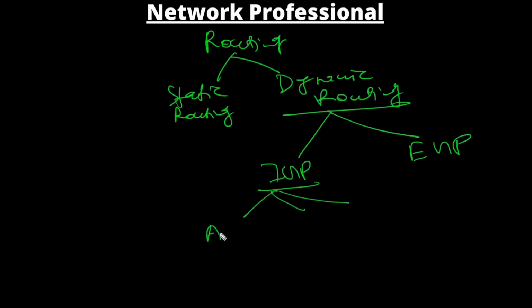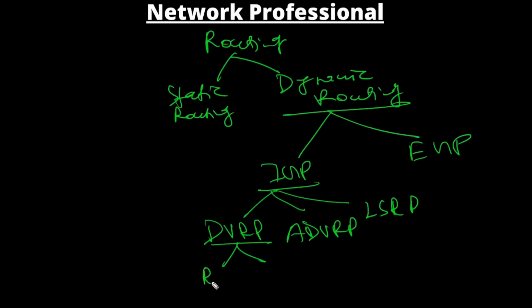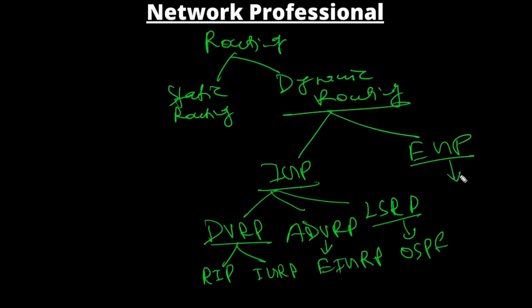There are three types of IGP protocol. First one is distance vector routing protocol, second one is advanced distance vector routing protocol, and third one is link state routing protocol, right? So there are two types of distance vector routing protocol. First one is RIP, second one is IGRP. There is one type of advanced distance vector routing protocol, and that is EIGRP. There is one type of link state routing protocol, that is OSPF. And there is one type of EGP protocol, that is BGP. So hope it's clear to you.